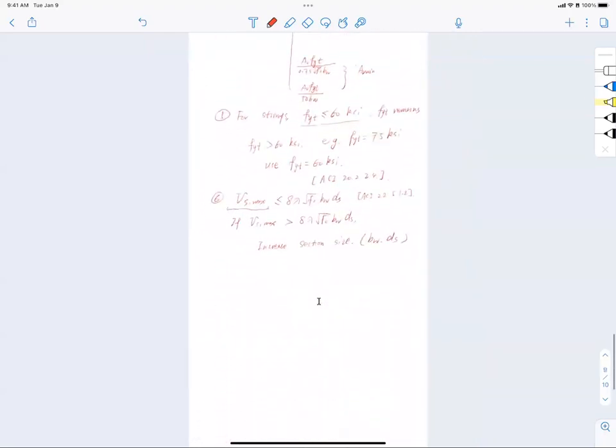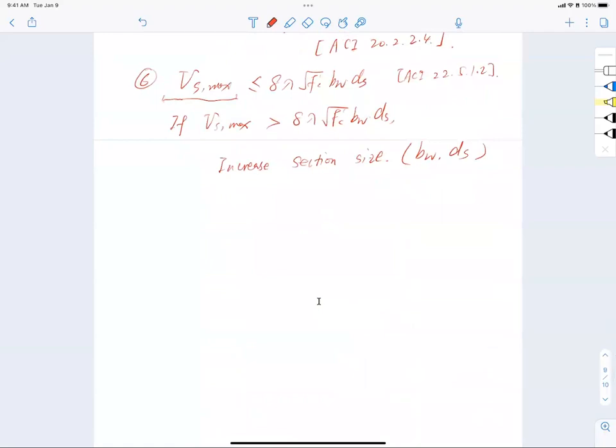But now with this, I think we can see some examples, right? So today, let's continue to show some examples on the shear design.